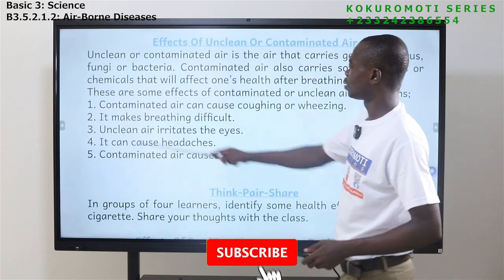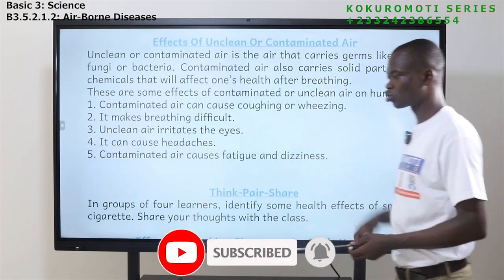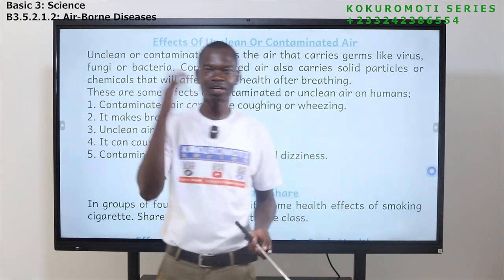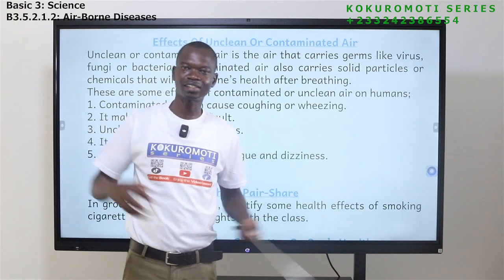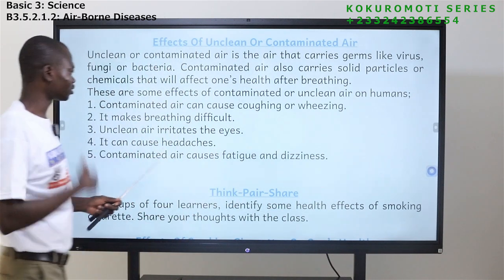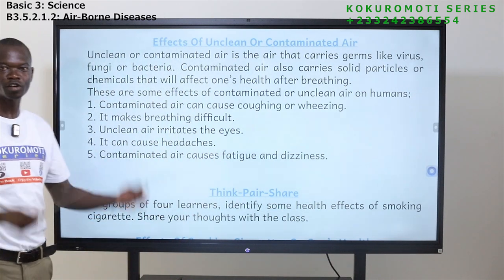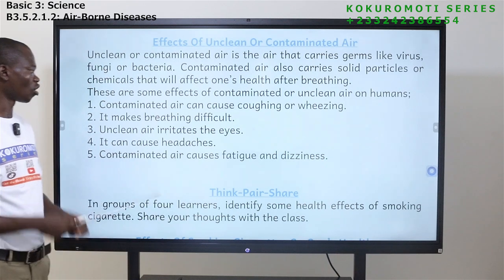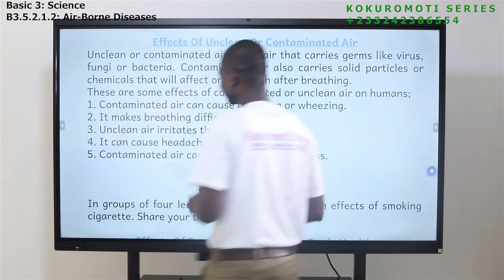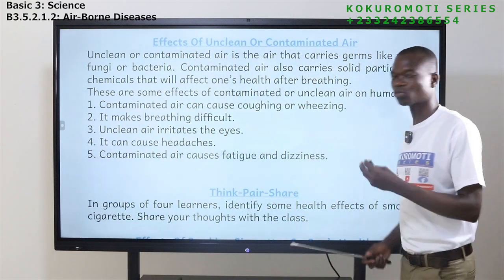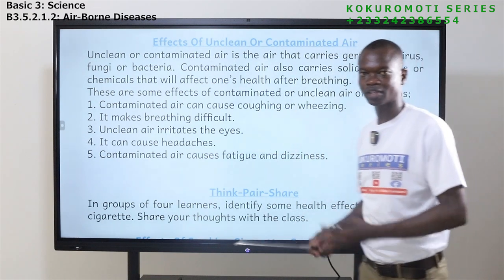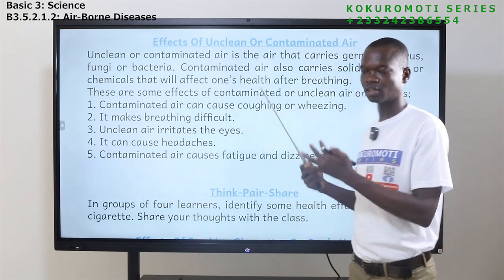The next one is that unclean air irritates the eyes. If you go to some places and you start feeling that something is happening to your eyes, it is all because of the environment, the things that we have in the air. Your eyes will start irritating you if you go to places where the air is polluted or contaminated. It can cause headache. Your head will start aching you if you go to places where the environment is polluted. The air is polluted or contaminated.